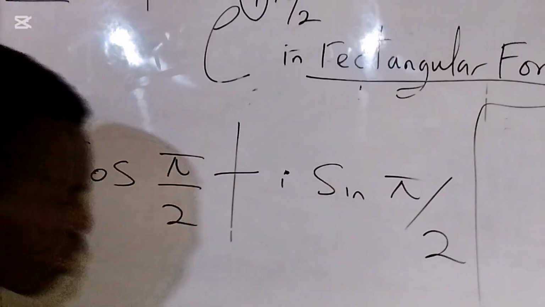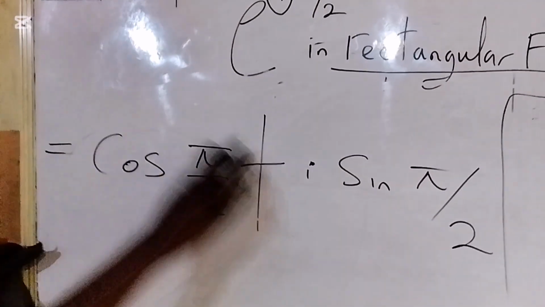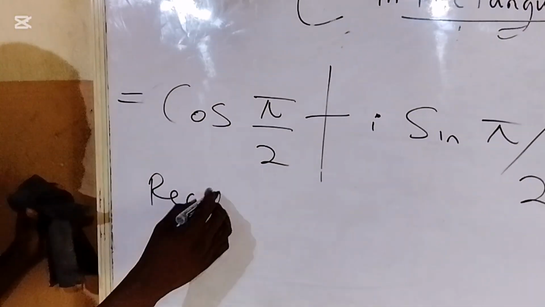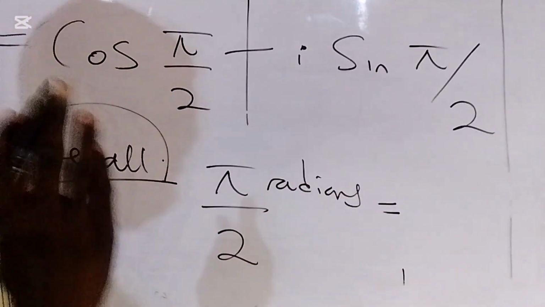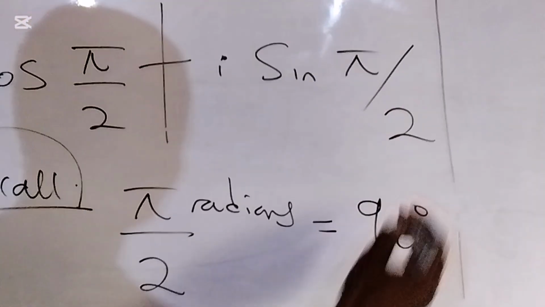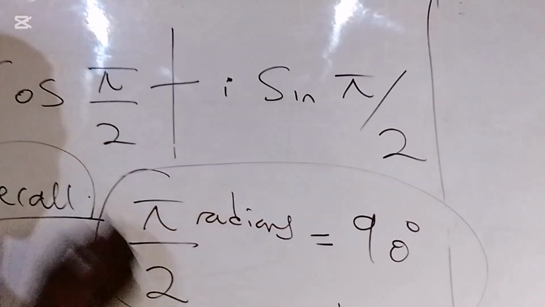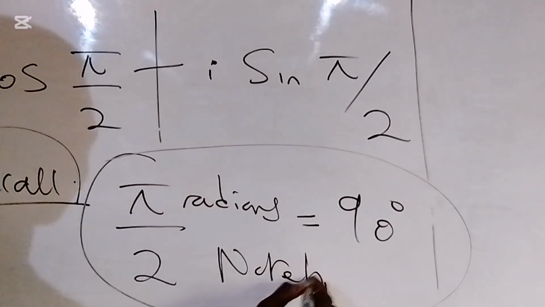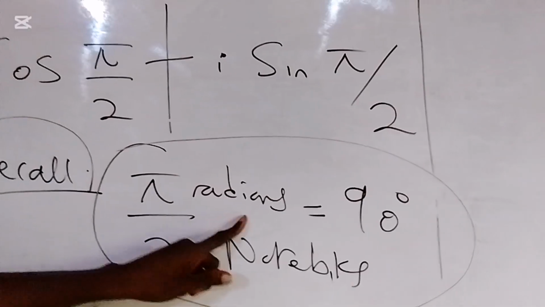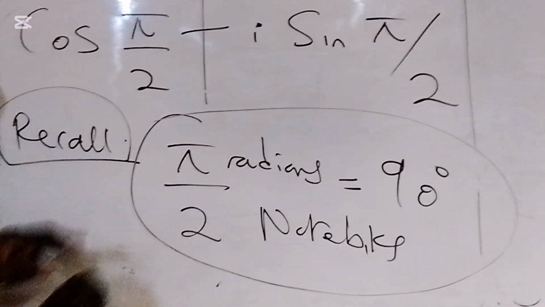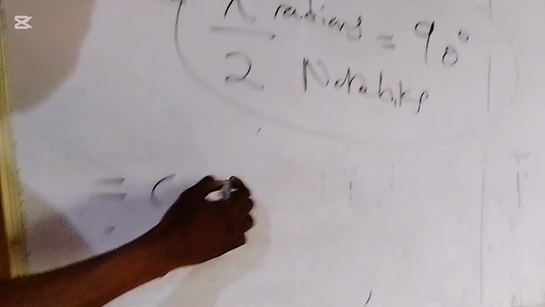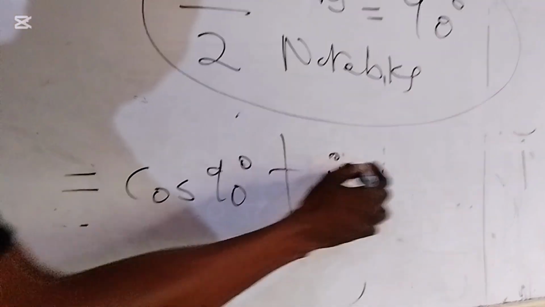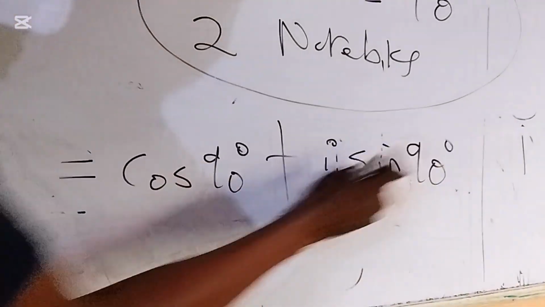Now, the next question we have to ask ourselves is, what is pi over 2? Now, I want you to recall that in mathematics, pi over 2 in radians is equal to 90 degrees. I want you to put this one down in your notebooks so that you always remember that pi over 2 radians is what? 90 degrees. So with this now, I can solve this. So this will give me what, please? It will give me cos 90 degrees plus i, then sine 90 degrees.